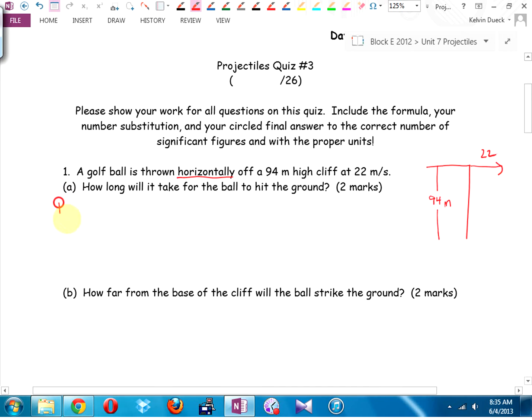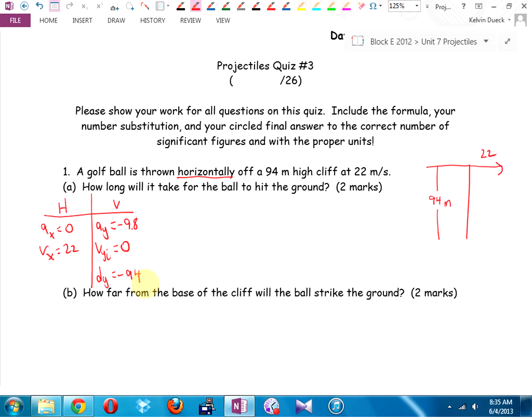As soon as I do that, I'm going to break this up into horizontal and vertical with a little t-table. I know AX equals 0, AY equals negative 9.8, VX equals 22, VY initial equals 0. Oh, I need one more thing: DY equals negative 94. Now I can solve for t vertically, because that's the column where I know three pieces of information. It's a little easier if they give it to me horizontally, but that's okay.